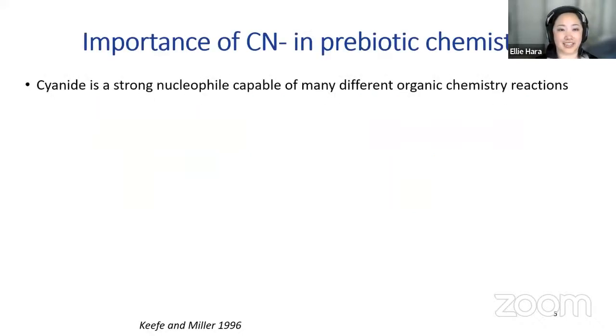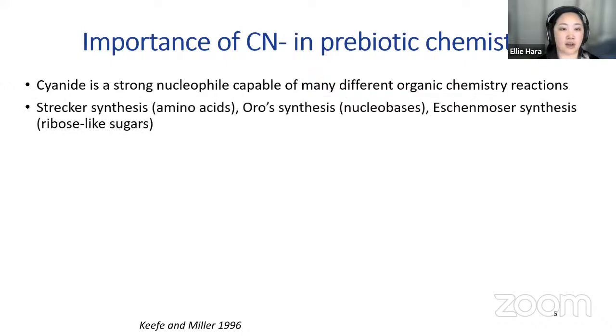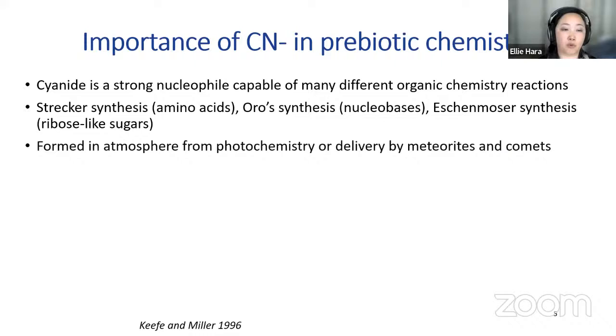And so I feel like this audience will know this much better than me, but cyanide is a strong nucleophile capable of many different organic chemistry reactions. You might have your favorite. Some things I want to highlight are Strecker synthesis for amino acids, synthesis of nucleobases, and Eschenmoser synthesis for ribose-like sugars, and also just all these incredible prebiotic networks that people have modeled and demonstrated. And cyanide is something that can be formed in the atmosphere through photochemistry, and can be delivered from the interstellar medium, from meteorites and comets.